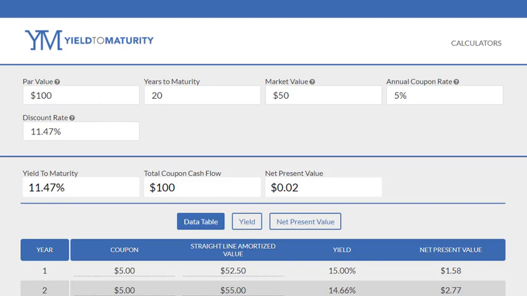Today we're going to talk about the yield to maturity. The yield to maturity is a concept whereby the rate of return is calculated on a bond as if that bond is held to maturity. Maturity is a word that just means it is a point in time at which the principal amount that was lent to the borrower is paid back in full.